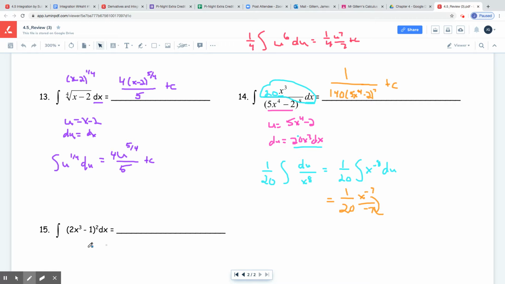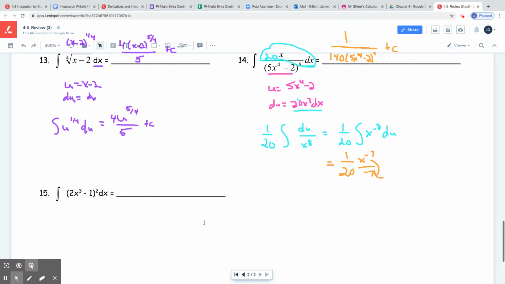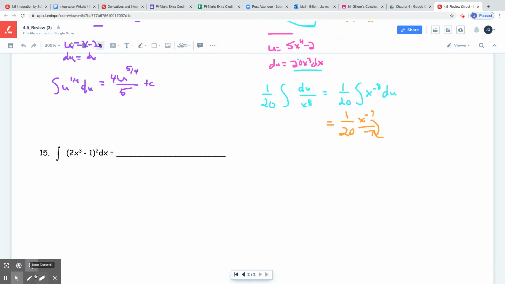Last one. In this problem, we have a quantity raised to a power. So you're probably like, I'm going to go ahead and do u. U is 2x cubed minus 1. The derivative of that is 6x squared. What's the problem? Well, the problem is I can't add in. I can put a 6 out here, but I cannot put in the x. I can't put that in, so I can't do it this way.